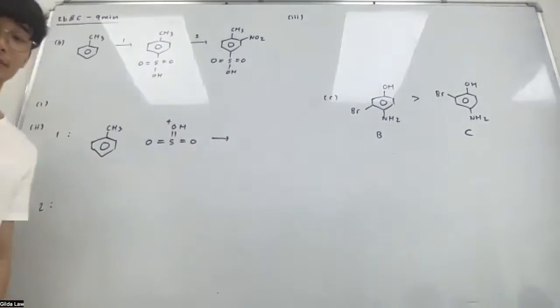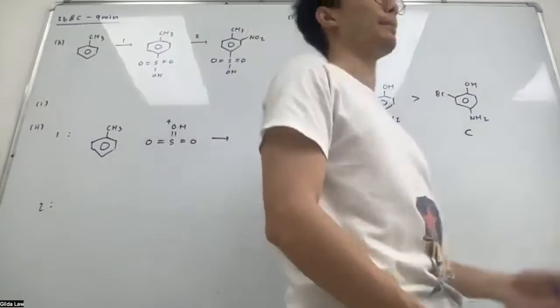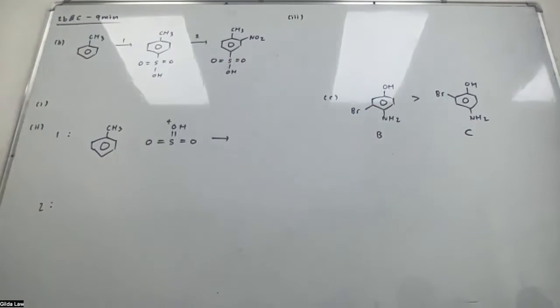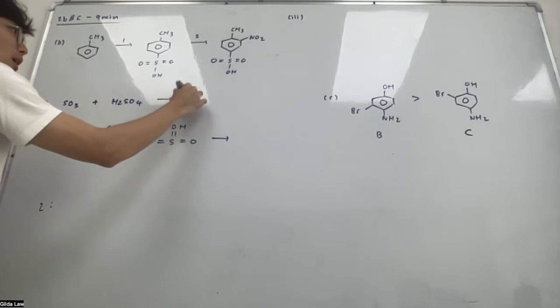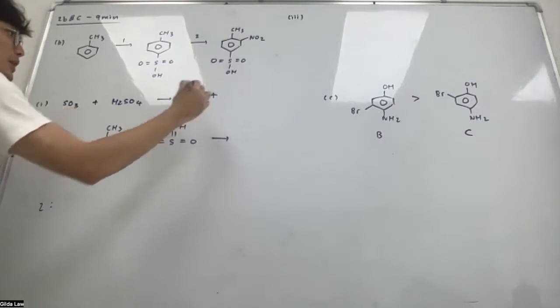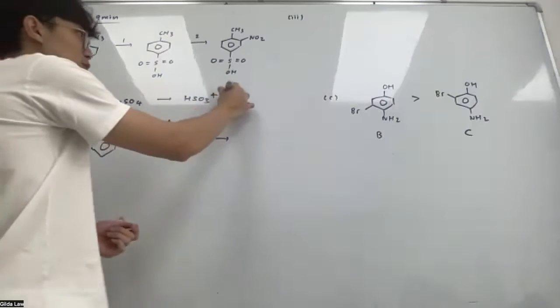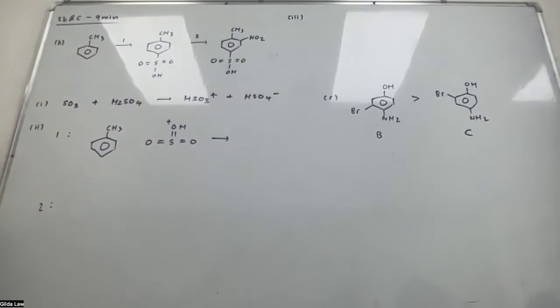Okay, let's go over the mechanism first. Quite a few things that I want to discuss, especially for a simple part like part 3. There's actually a lot of things to talk about. First of all, take a look at the mechanism. For part 1, they said SO3 reacts with H2SO4 to produce one of the electrophiles, which is this guy over here. So all you need to do is to balance. The other species here has to be HSO4 minus, because you're just transferring one proton from H2SO4 to SO3.